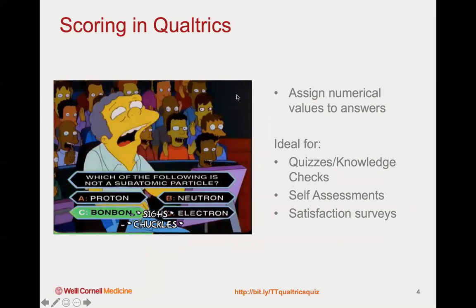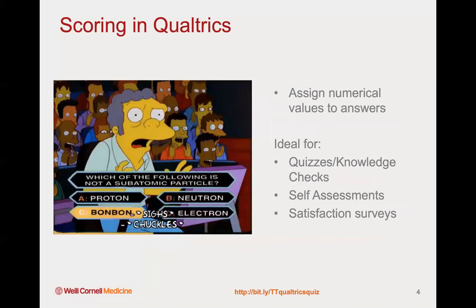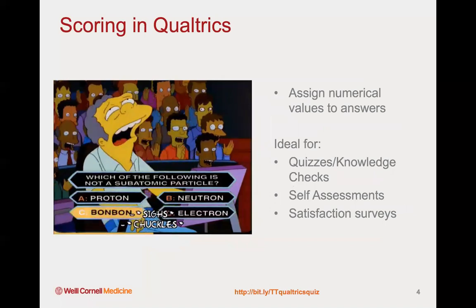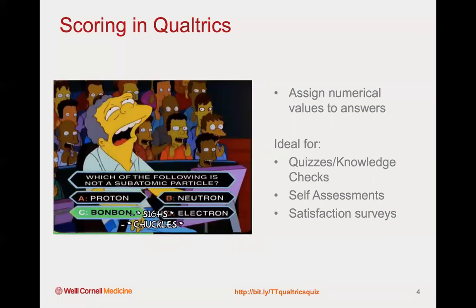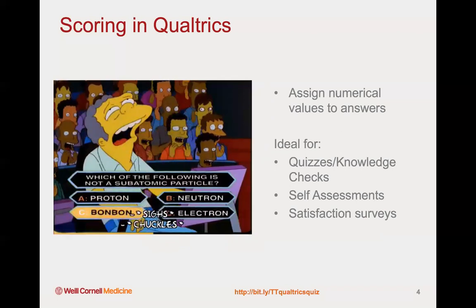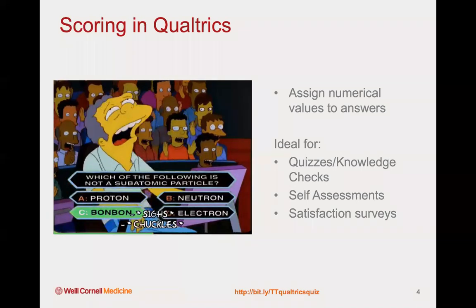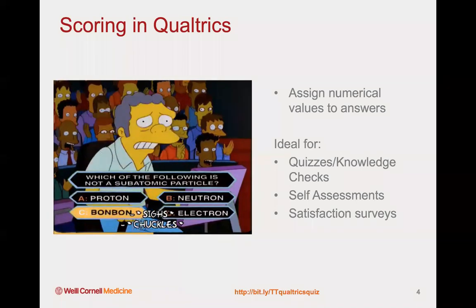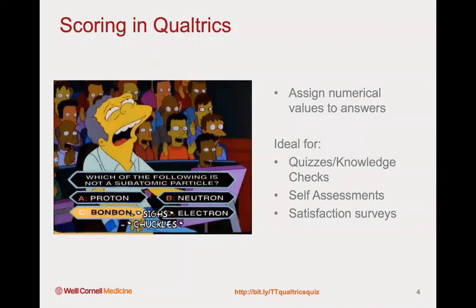But about scoring in Qualtrics, what scoring is in Qualtrics is basically assigning numerical values to answers. And why would you want to add scoring to your Qualtrics survey? There's actually a few reasons, and these are just a few of them that I've put up on the screen. If you want to do things like online quizzes or knowledge checks during a training session, Qualtrics is a great way to do that, to provide people a score and see how they're doing, if they really understand the material that you're presenting to them.